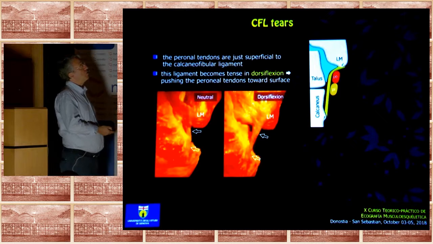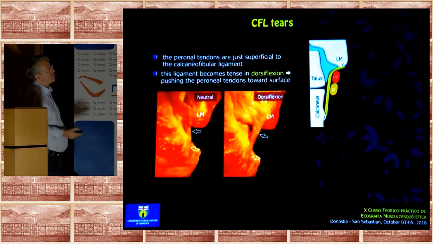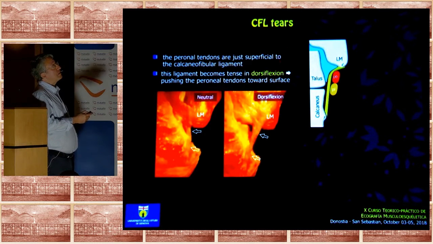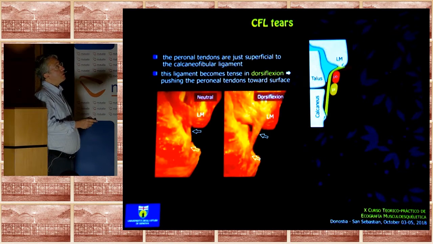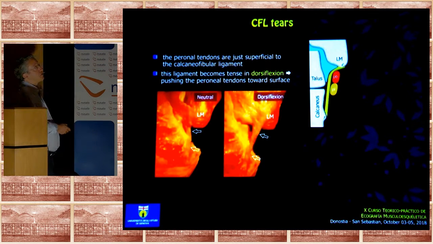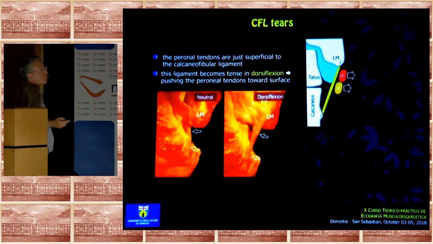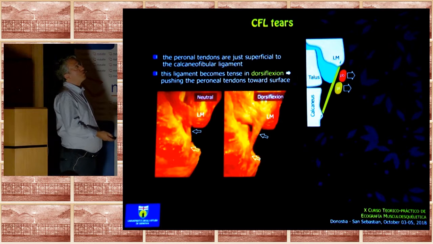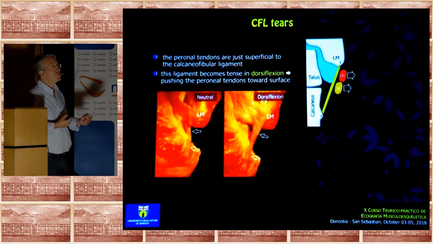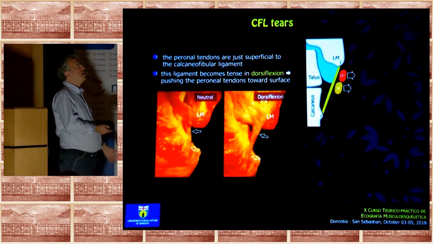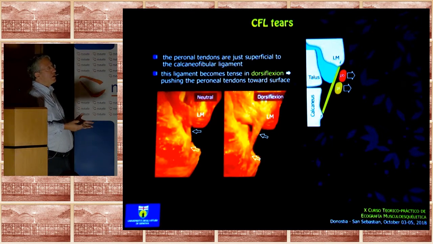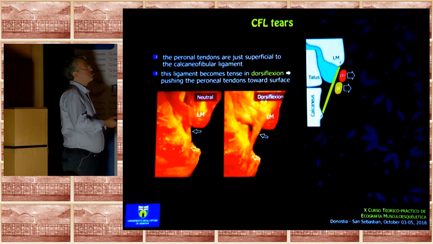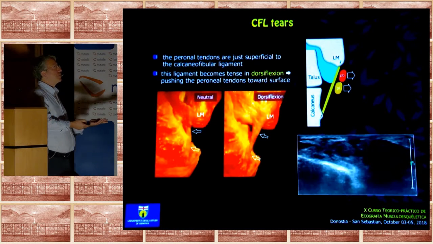And when you dorsiflex the ankle, the ligament becomes tight. It pushes the peroneals up, and this sign may help the diagnosis. So don't forget that this ligament has to be evaluated in dorsiflexion. If this is the ligament in a neutral position relative to the two peroneal tendons, in dorsiflexion this is what happens. The two peroneal tendons are displaced superficially by the intact ligament. We can use this dynamic sign to assess if the ligament is interrupted, discontinuous, or abnormal but still continuous.